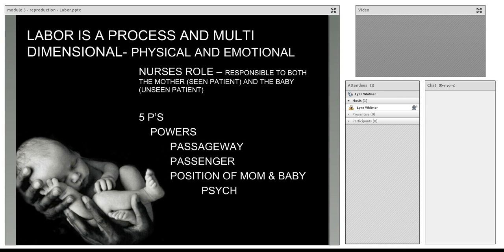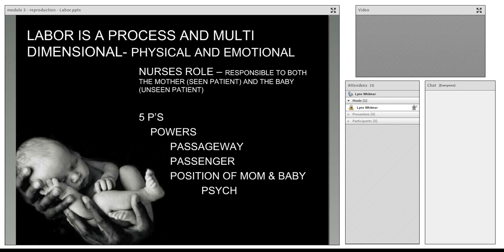Let's talk about the 5 Ps. That's how your textbook starts the conversation. The first P is powers. The power to push the baby through. Powers represent the contractions, first of all. Please understand that the definition of labor is regular uterine contractions that cause cervical change. Without the cervical change, all you have are uterine contractions.